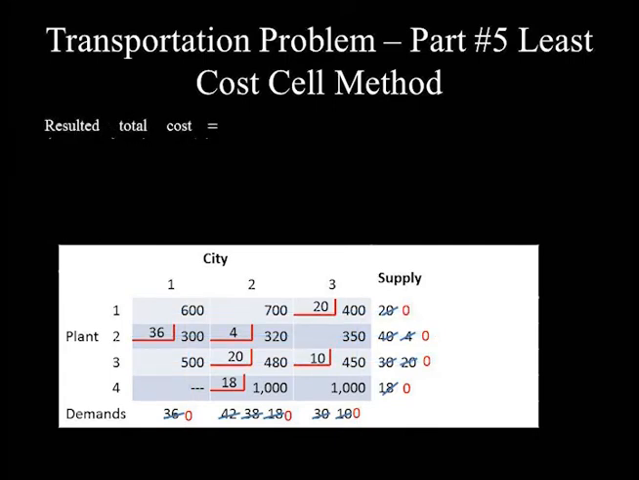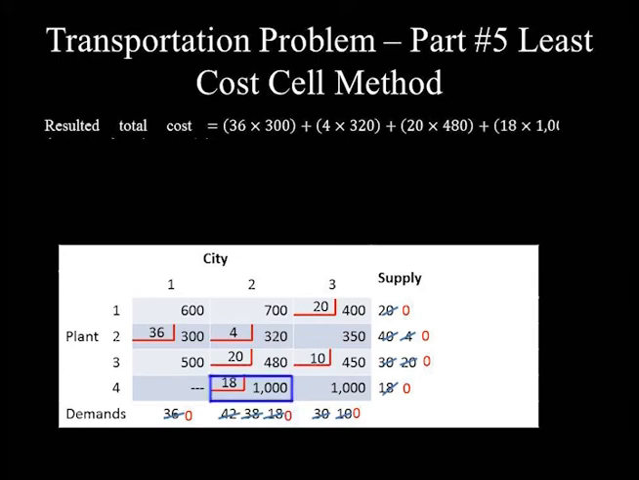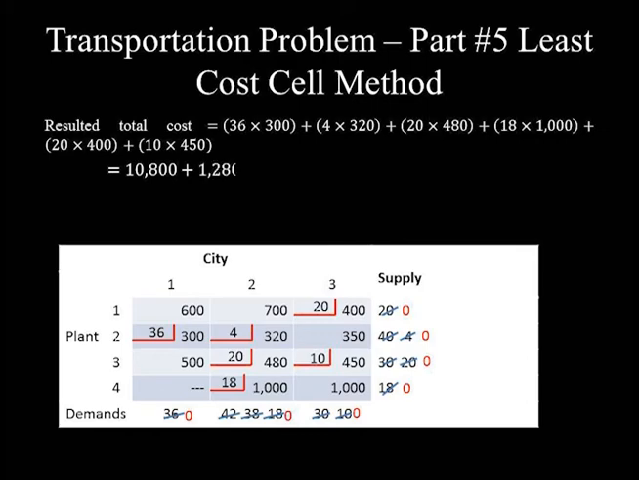The resulting total cost is equal to the occupied cell in column 1, that's 36 times 300, plus the occupied cell in column 2, that's 4 times 320, plus the second occupied cell in column 2, that is 20 times 480, plus the third occupied cell in column 2, 18 times 1,000, plus the occupied cell in column 3, 20 times 400, plus the second occupied cell in column 3, that's 10 times 450, which is equal to 36 times 300 is 10,800, plus 4 times 320 is 1,280, plus 20 times 480 is 9,600, plus 18 times 1,000 is 18,000, plus 20 times 400 is 8,000, plus 10 times 450 is 4,500.